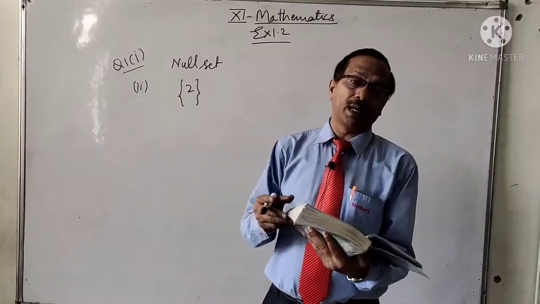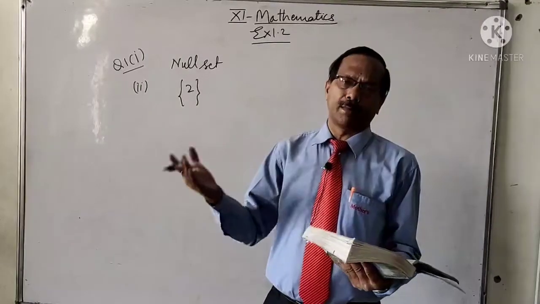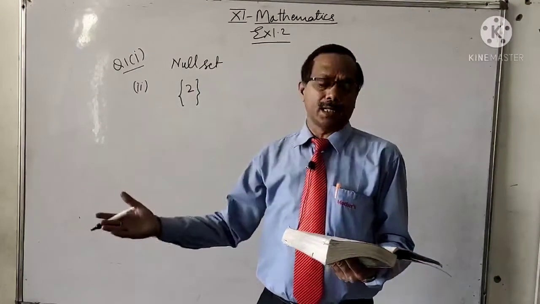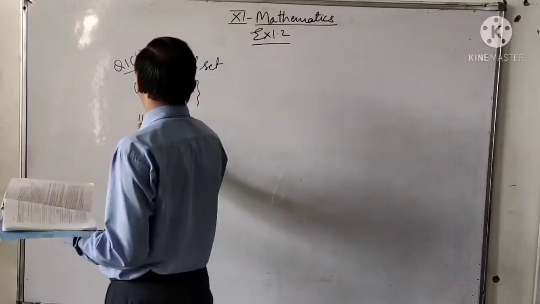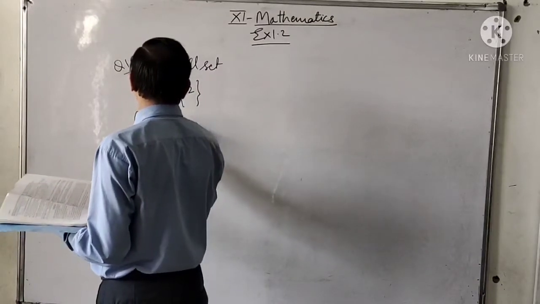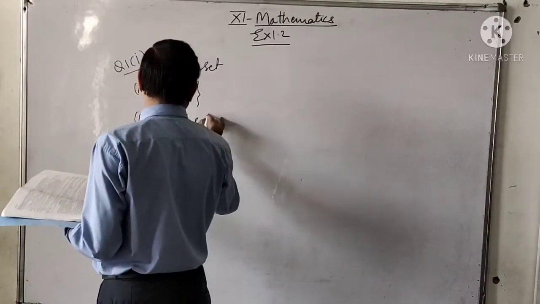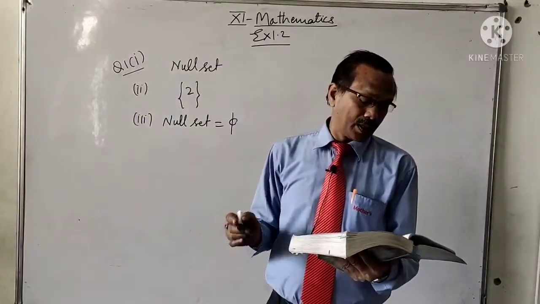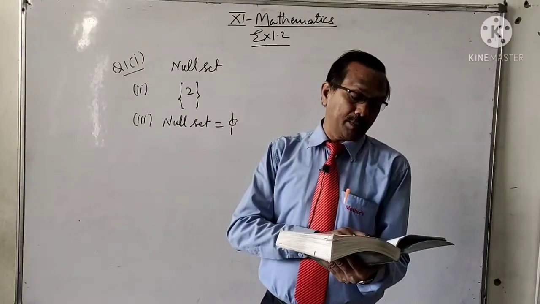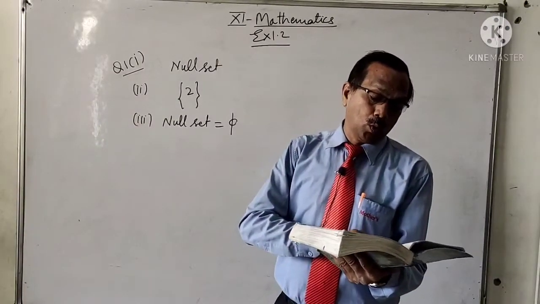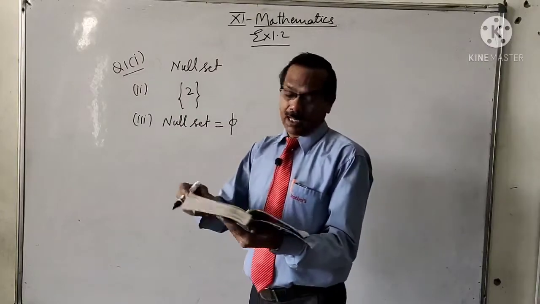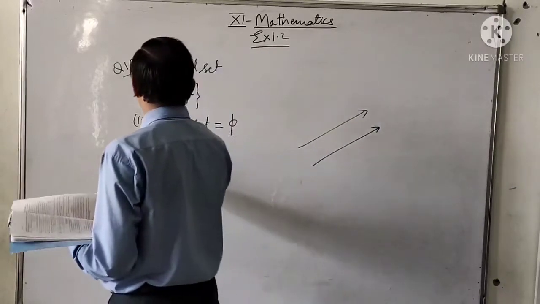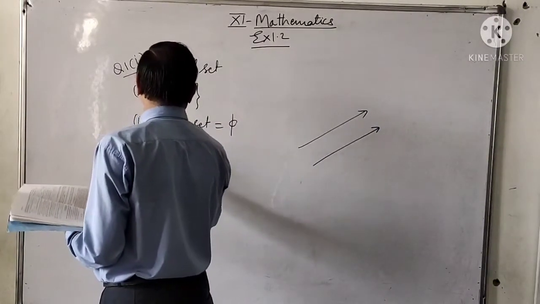Third part, x is a natural number less than 5 and greater than 7. It cannot be possible. A number cannot be less than 5 and also greater than 7. So it is the null set. Fourth part, y is a point common to any two parallel lines. Students, if lines are parallel, then no point is common. So it is also the null set.